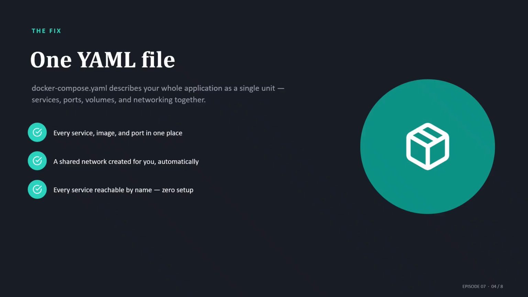Here's the part that saves you the most work. You don't write any networking configuration at all. Compose automatically creates a shared network for every service in the file, and every service can reach every other service by its service name. The exact DNS behavior from episode 6, just with zero setup.